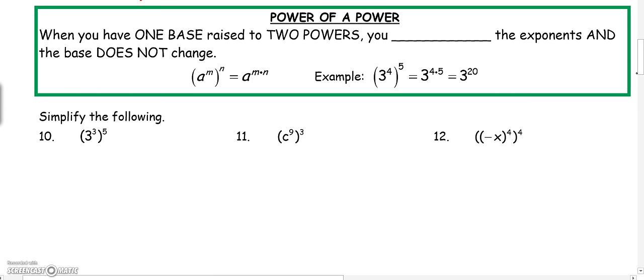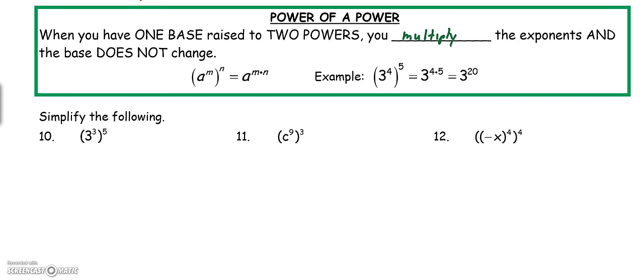Another property is a power of a power. So when you have one base raised to 2 powers, you want to multiply the exponents, and the base does not change. So here we have 3 to the 4th raised to the 5th. We're going to multiply the 4 and the 5, but the base stays the same.